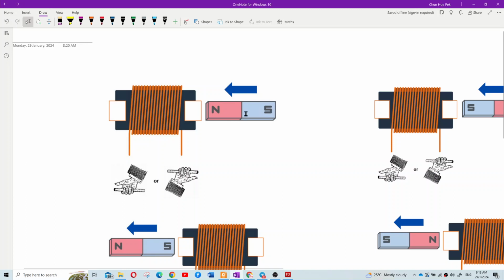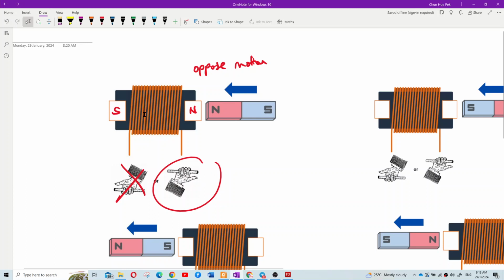Kalau magnet ini move towards here, kalau magnet move towards, this part become what pole, class? Tell me. It try to oppose the motion. Oppose the motion. What happened, class? Here become north pole also, same pole. Because dia nak, kalau mendekati, saya cuba nak oppose. So here become North Pole. So we use this hand. So this is the north.